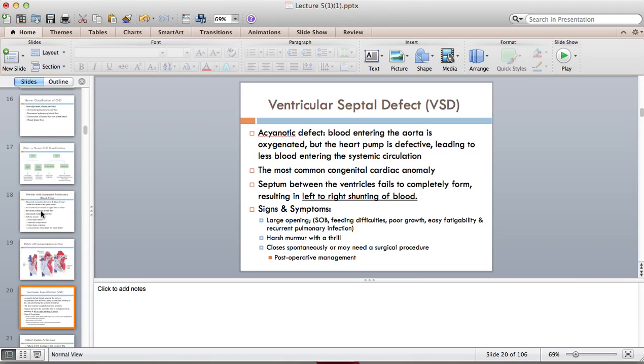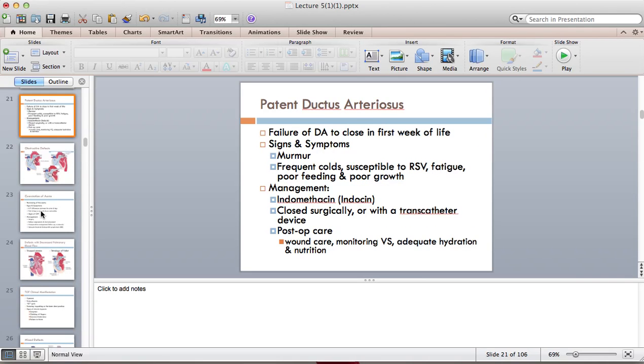Okay. Another one would be patent ductus arteriosus. Again, failure of that to close at birth. Sometimes it will close by the first week of life, sometimes it will not. Characteristics, you hear that machine-like murmur. Okay.